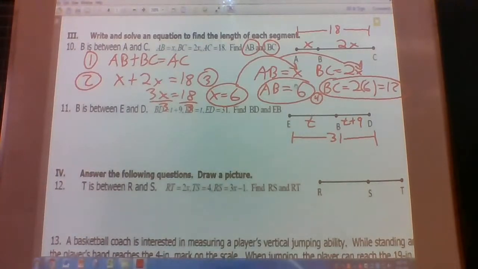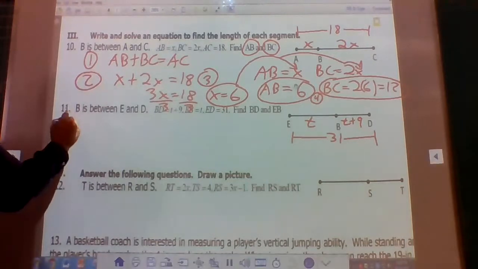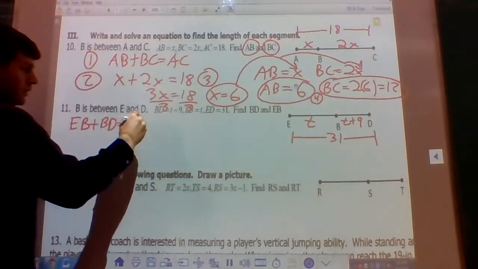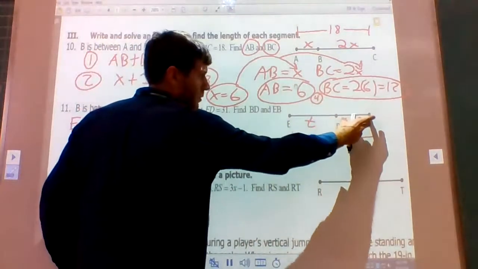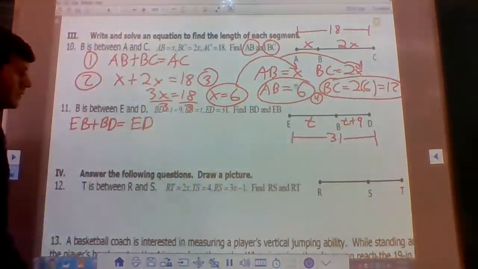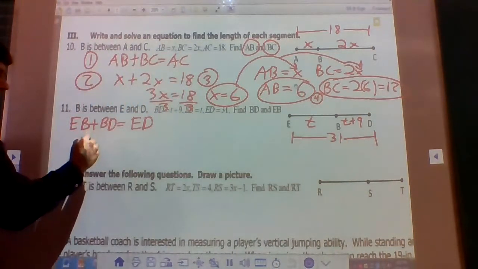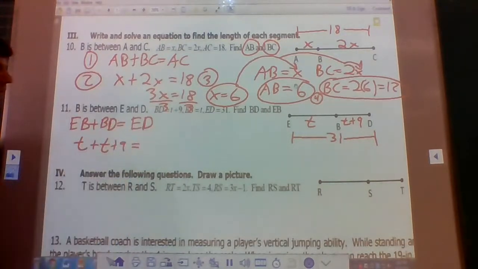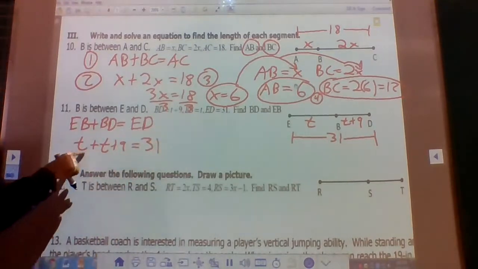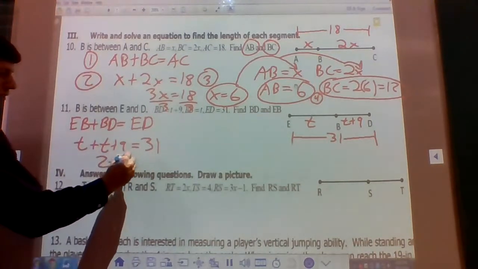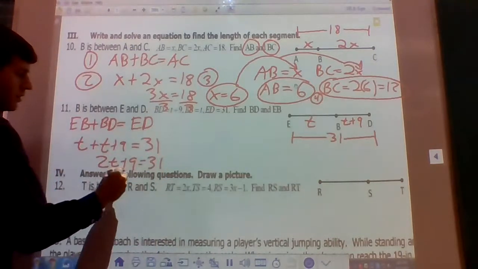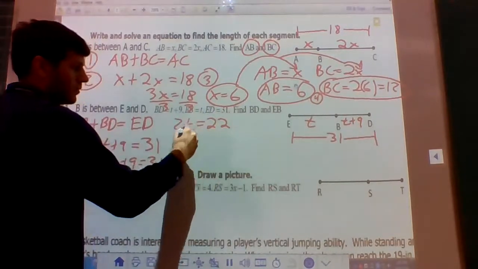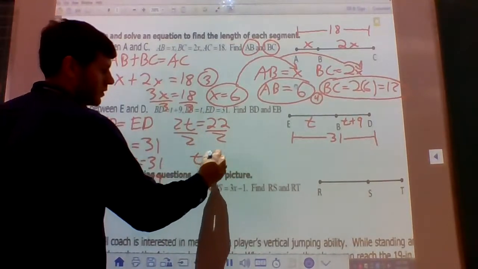So we have EB plus BD equals ED, right? The first piece, EB, plus the second piece, BD, equals the whole thing, ED. So EB is T. BD is T plus 9, and ED is 31. So we combine like terms, so we're going to get 2T plus 9 equals 31. We can subtract 9 from both sides, so we get 2T equals 22. Divide both sides by 2, and we get T equals 11.